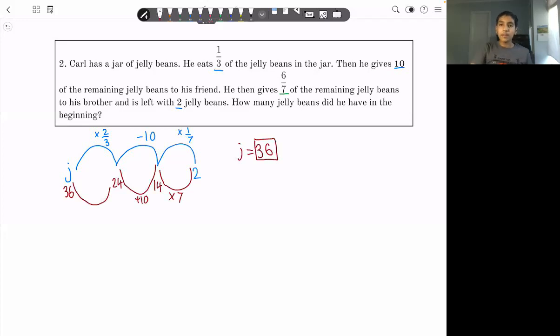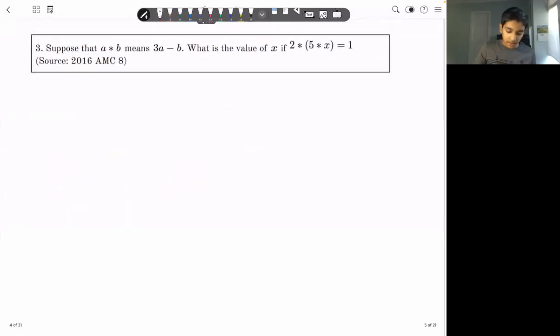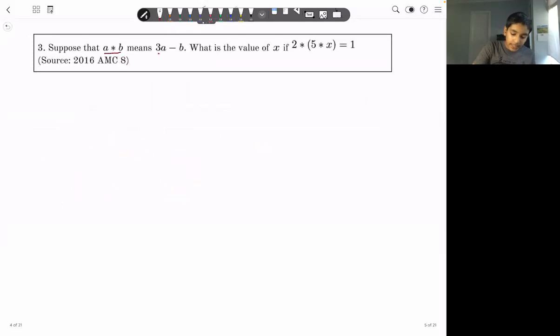So we'll move on to the next problem. Suppose that A star B means 3A minus B. What's the value of x if 2 star 5 star x is equal to 1? So what do we do here? Let's just try to find what value of x will actually work. So let's evaluate this beginning expression here, 5 star x. So 5 star x is equal to 3 times 5.